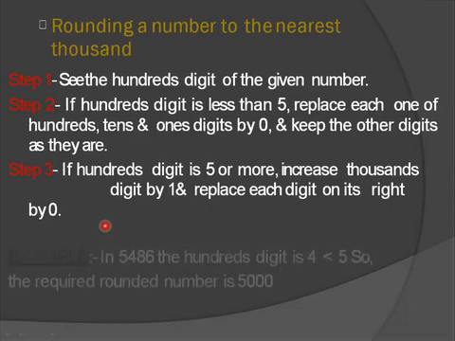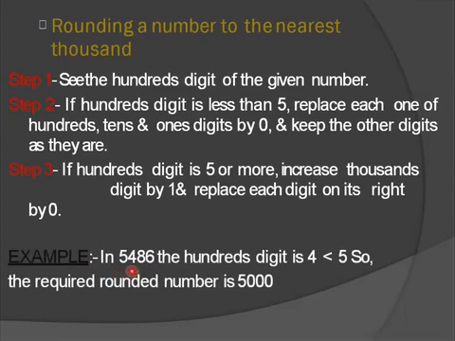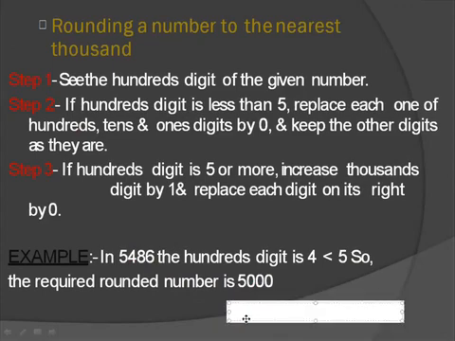Okay, let us see the example. In 5486, the hundreds digit is 4. Here in the hundreds digit we have 4, which is less than 5. So the required number will be 5000. That means the ones place, tens place and hundreds place will become 0 and the 5000 will remain the same. Now let us see the example if it is greater than 5.